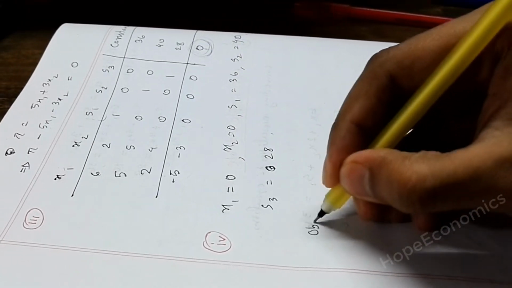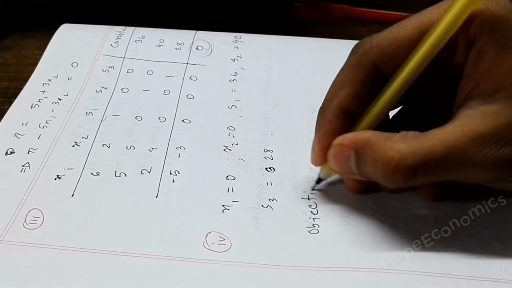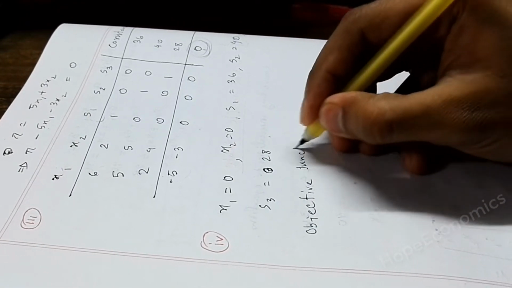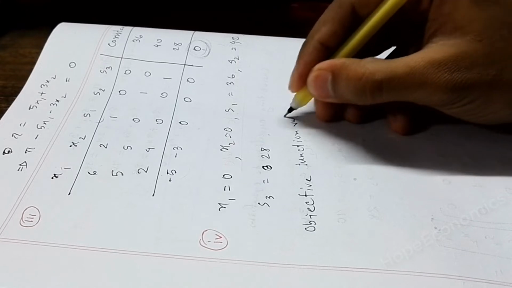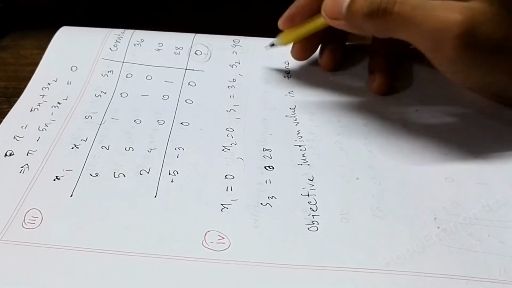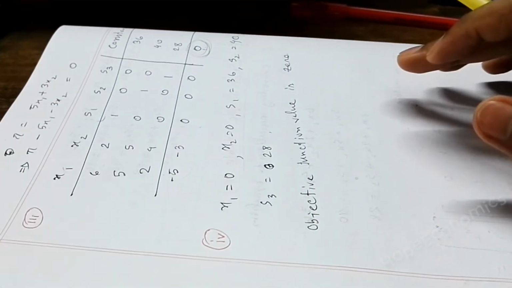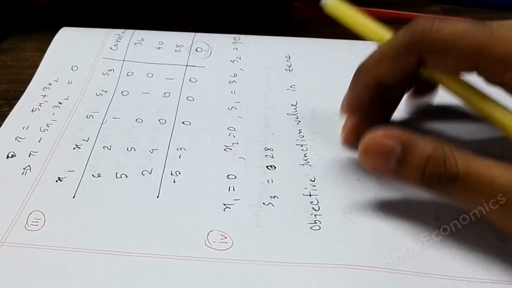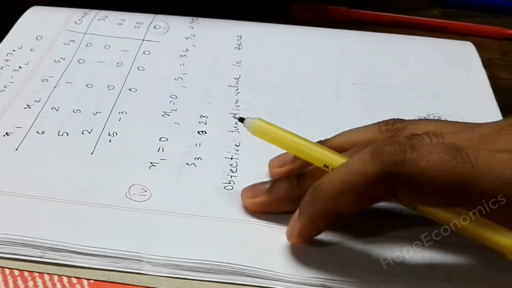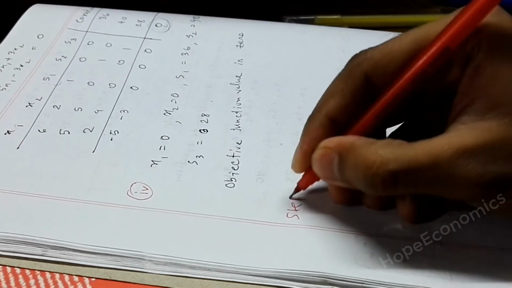So from this table, the objective function value is 0. So this is what we are going to do in the fourth portion of step 1. Okay, so here we are in step 2.